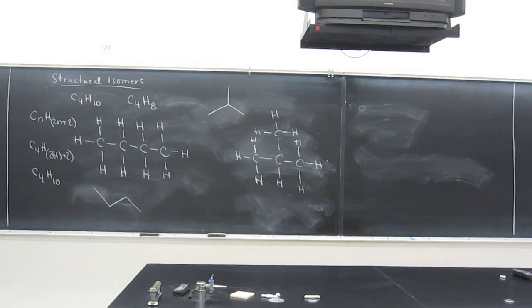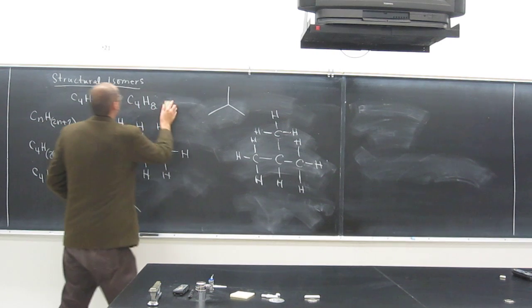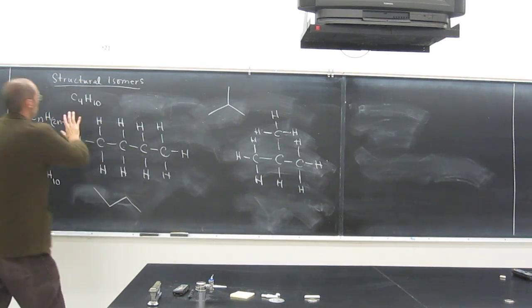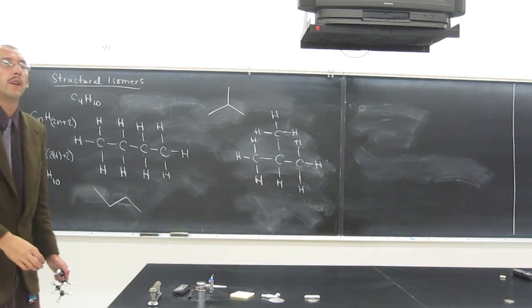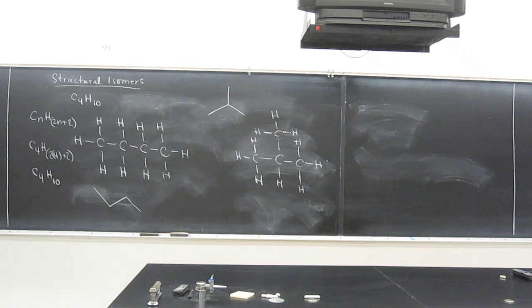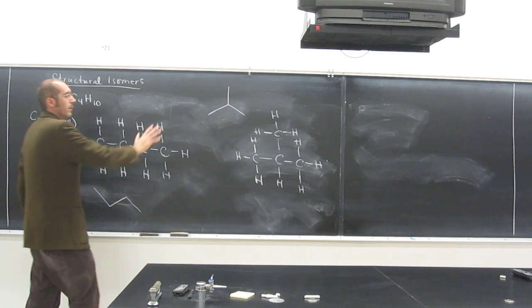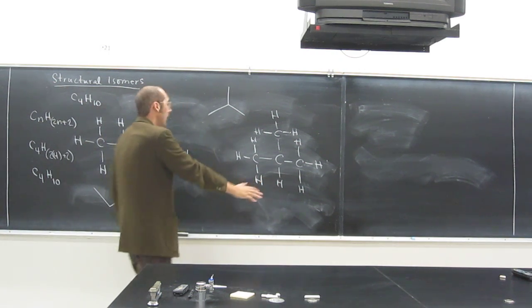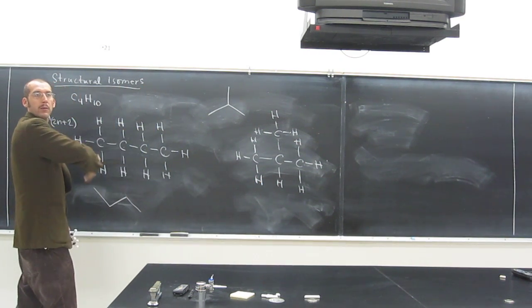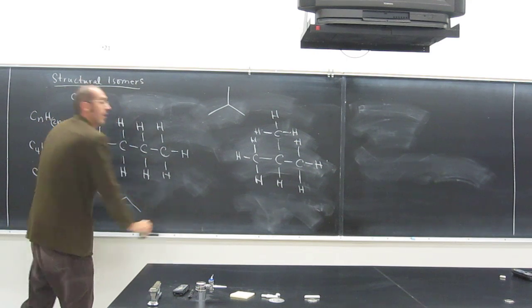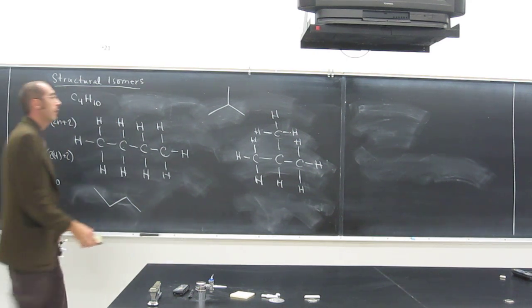Okay. So these two, remember, let's get this thing out of here for right now. These two were the two isomers of C4H10, right? And they were structural isomers. Let's just go ahead and erase this one here, okay? And talk more in depth about this one here. In fact, we're going to talk about conformational isomers now, okay?